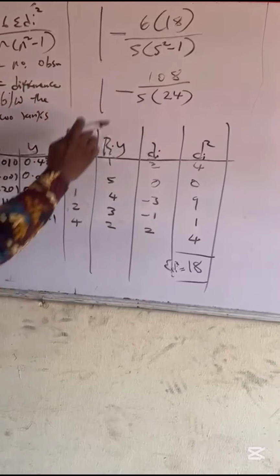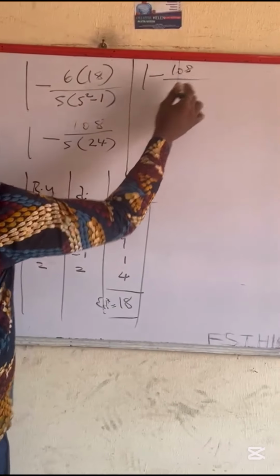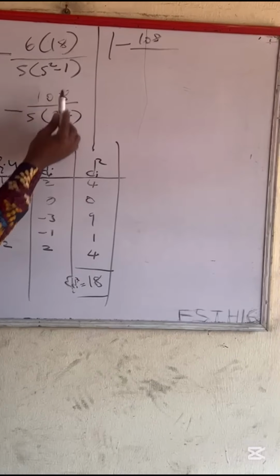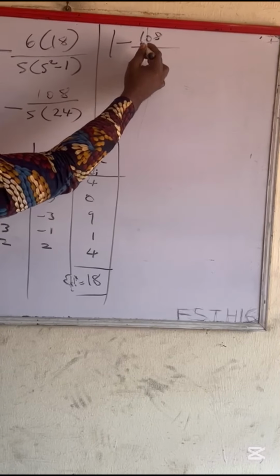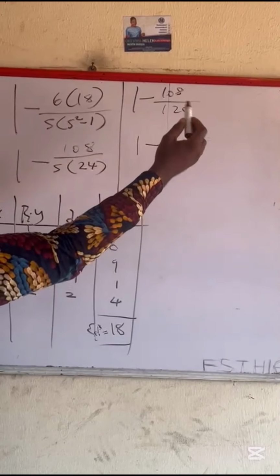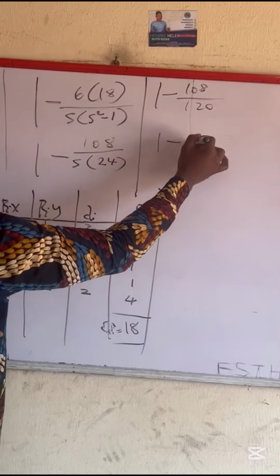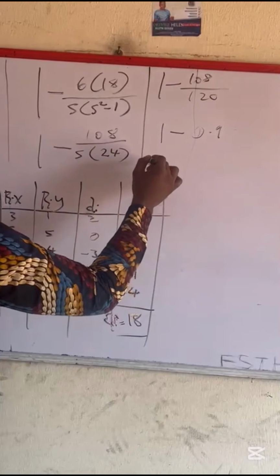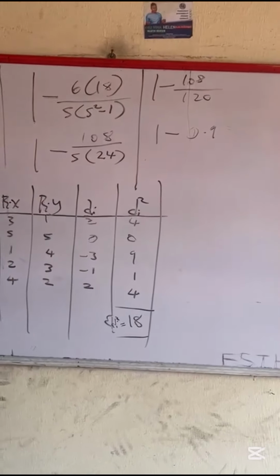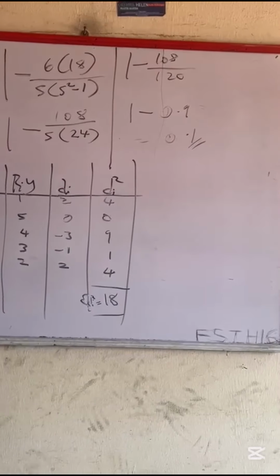So we have gotten the first stage. Next one, 1 minus 108 over 5 times 24. 5 times 24 is what? 120. 108 divided by 120 is equal to 0.9. So we'll have 1 minus 0.9 equal to 0.1.